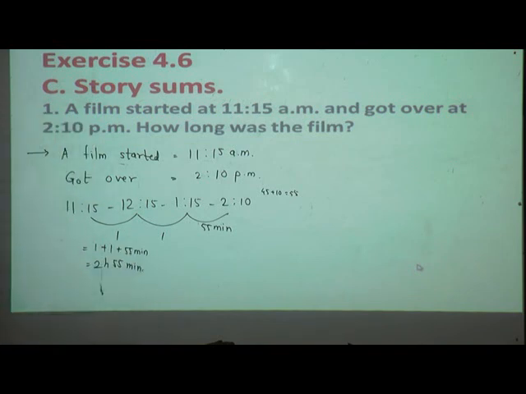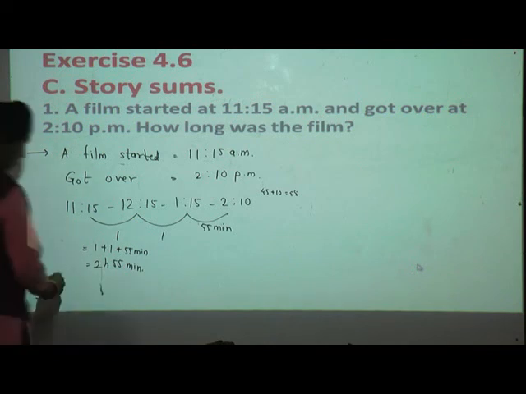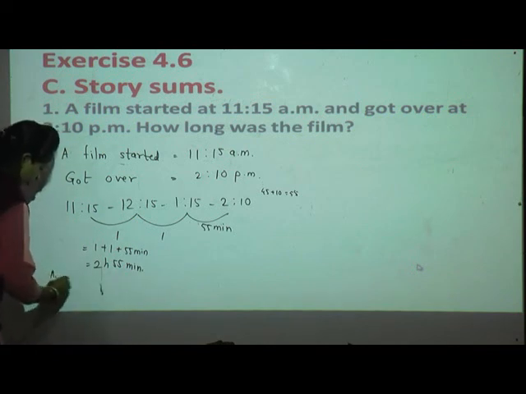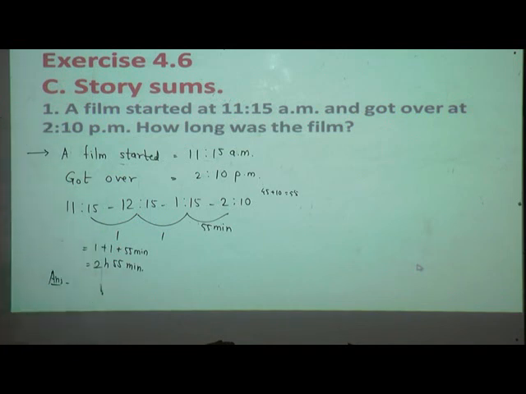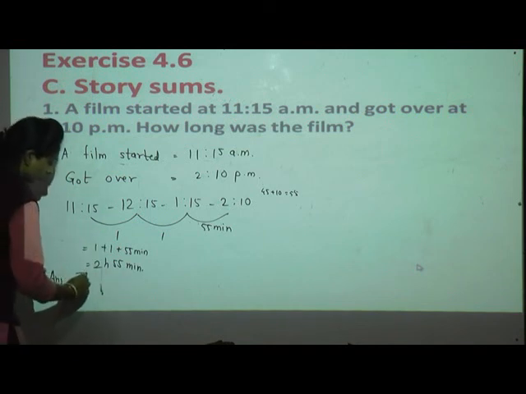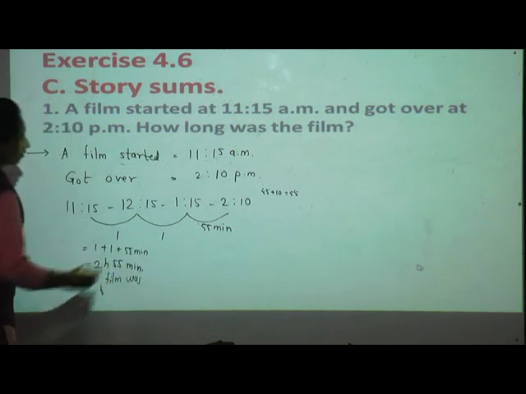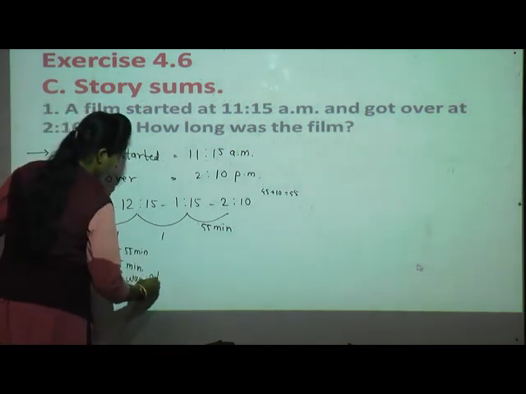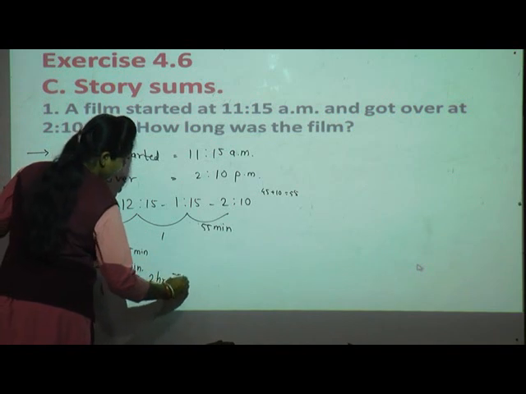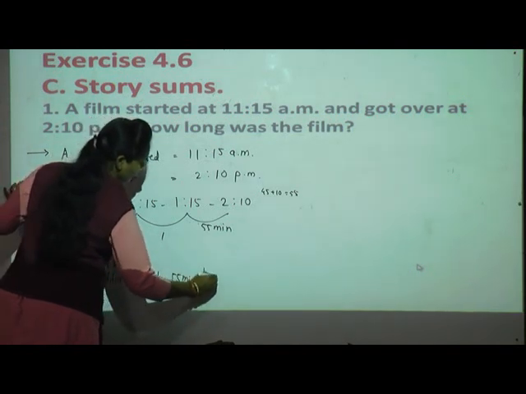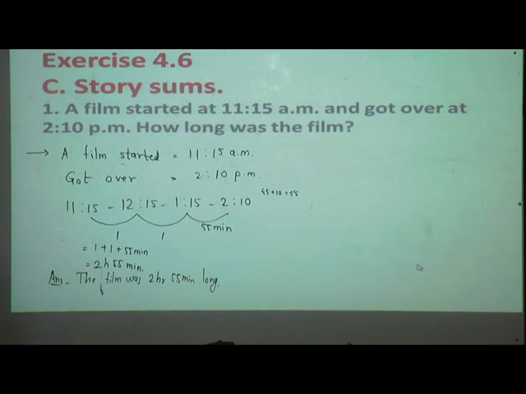How long was the film? Yes. So write your answer. You can write the film was 2 hours 55 minutes long. Clear? Yes? Okay, fine.